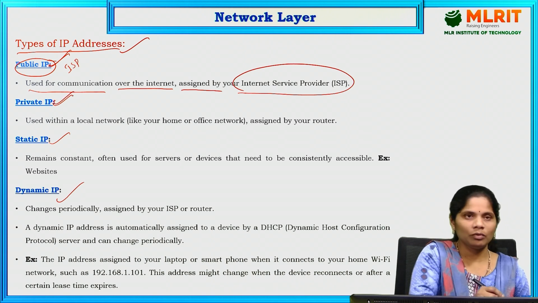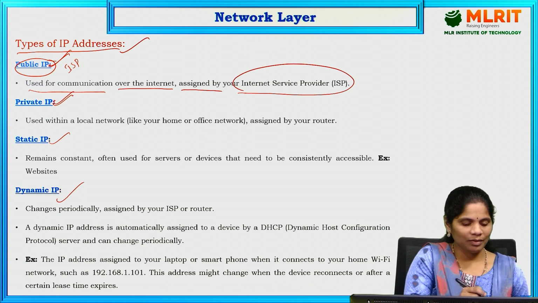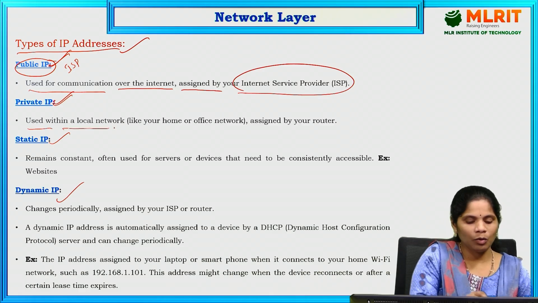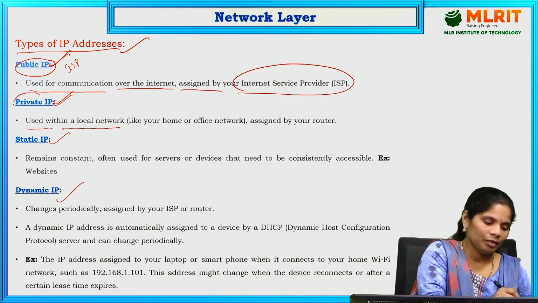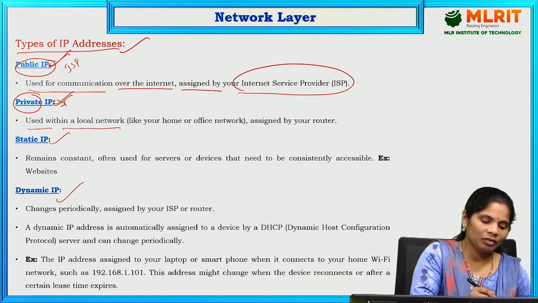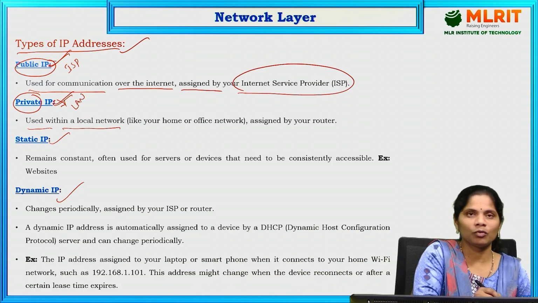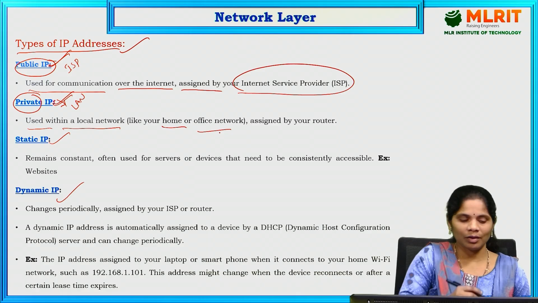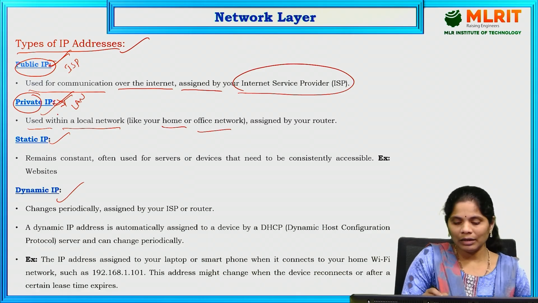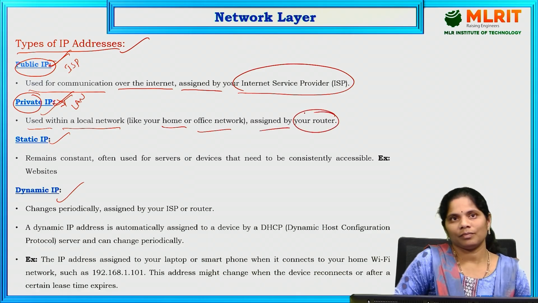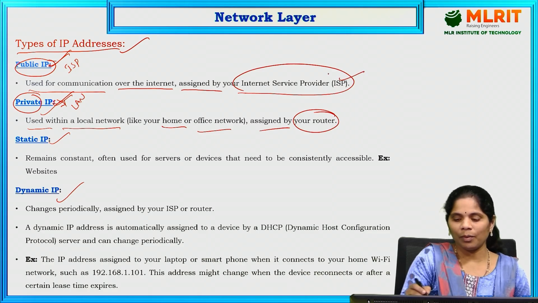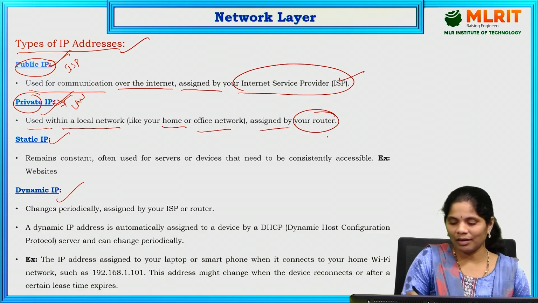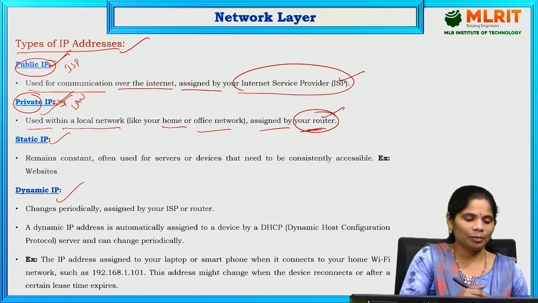And coming to private IP. Private IP is nothing but used within the local network. That's why we have to use this particular IP within the local area network only. We have to use this address. Like your home, office network, that comes under the private IP network. That can be assigned by your router. Public IP is assigned by ISP, internet service provider. And if it is private, it is assigned by the router. This is the public and private IP.